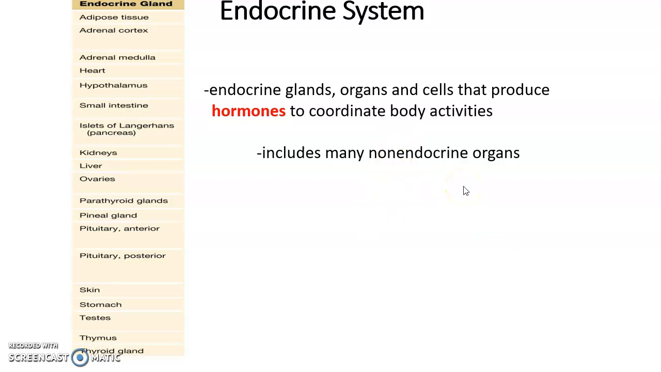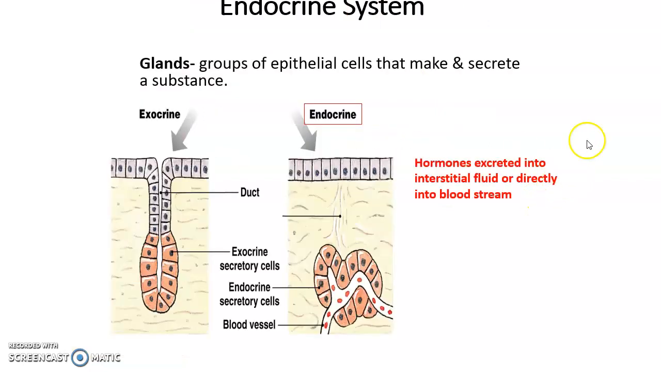There are also some other non-endocrine organs that do produce hormones, but for various reasons aren't included in the endocrine system. So, glands. Glands are a group of epithelial cells that make and secrete substances. Exocrine glands, as we know, have a duct going to a surface, and the things they secrete end up going out to the surface, such as saliva and sweat and gastric juice. Endocrine glands, on the other hand, do not have a duct. They do not go to a surface.